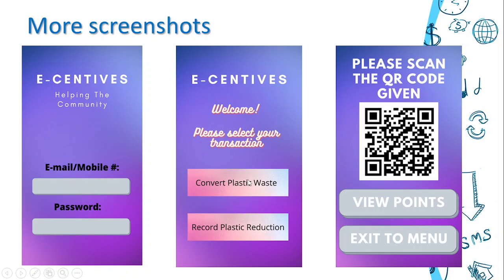So first, we have convert plastic waste. Basically, it's picking up all plastic waste, and then it will be weighed. There will be a scaling system, and after the weight of the waste is scaled, there are corresponding points. So this is option number one. Option number two, record plastic reduction.